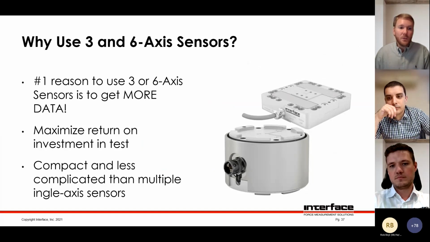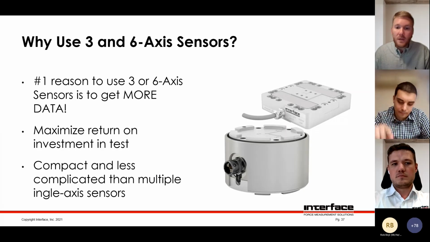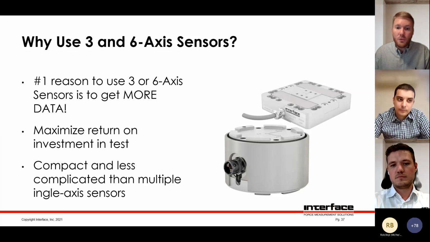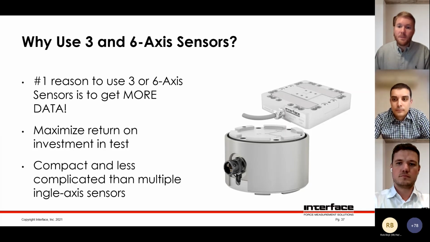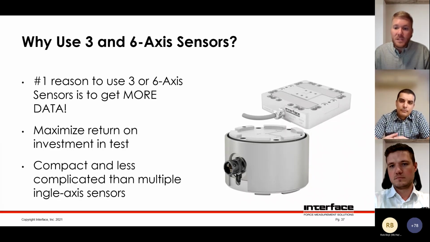So why do we use them? 3 or 6 axis load cells. More data. So multi-axis sensors provide more information. We can offer 2, 3, and 6 axis sensors. Our 2A load cells will measure axial and torsion force. Our 3A load cells will measure all of your forces simultaneously in 3 mutually perpendicular axes, your X, Y, and Z. And your 6 axis will measure the same 3 forces as well as the torque or moment about the 3 axes.